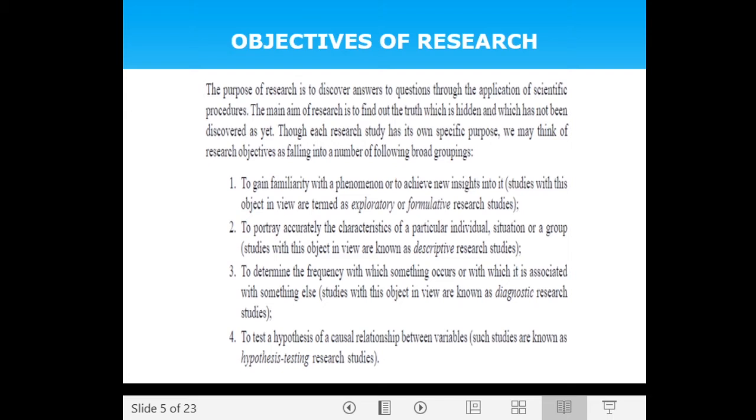So based on the result, they will come to a conclusion that students with more sleep time are able to work effectively and concentrate effectively. Students with less sleep are feeling tired. So this is how they determine the frequency with which something is associated with something else, to test a hypothesis of a causal relationship between variables. So that we will come to know what is hypothesis and what is variables.